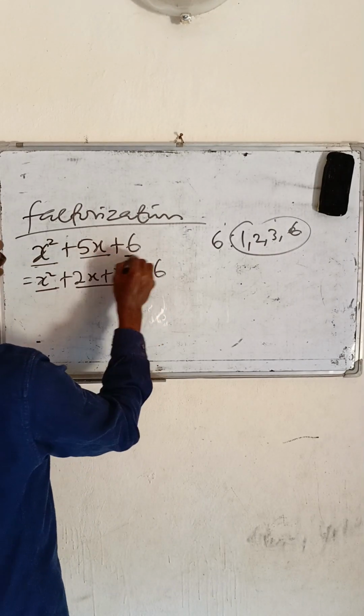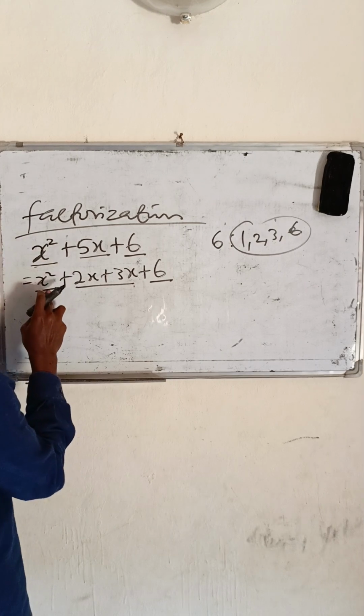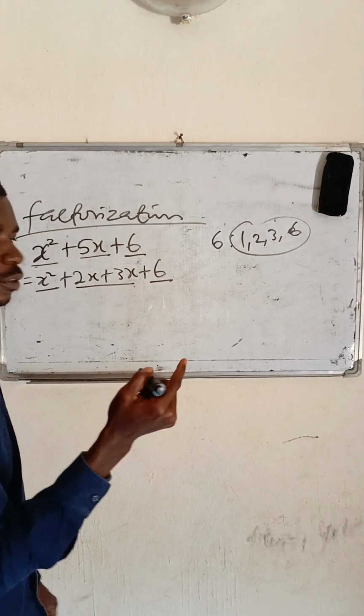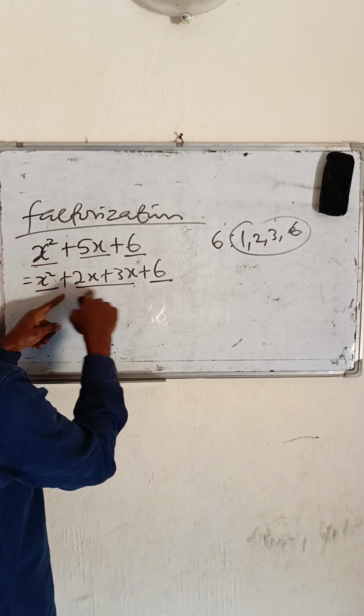This one is this one. Nothing changed. So this and this is the same. You add these two, it is the same. So we are just trying to factorize. Whenever we are given something like this, this is the first step to do.